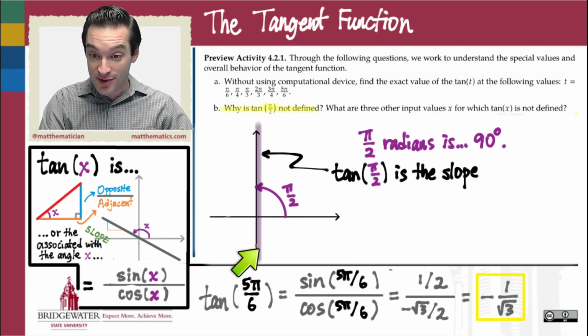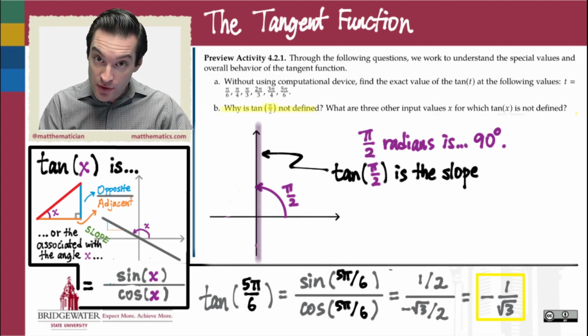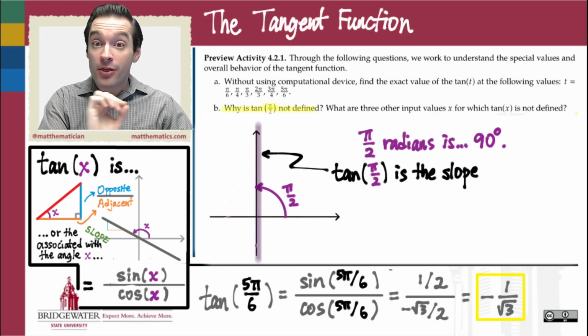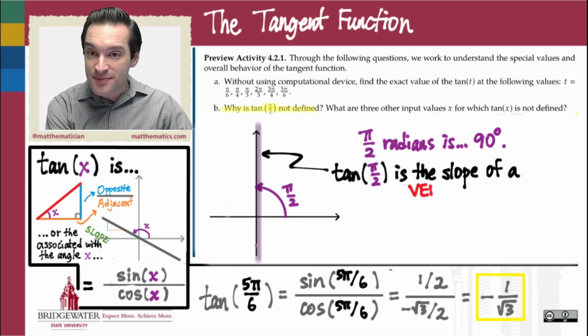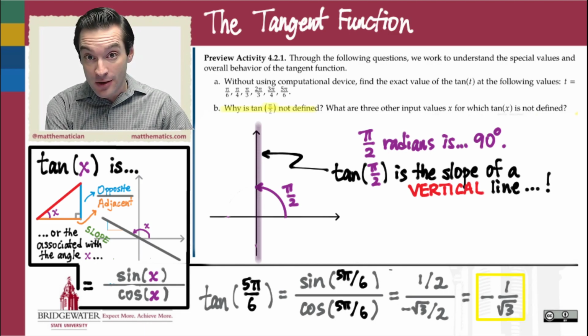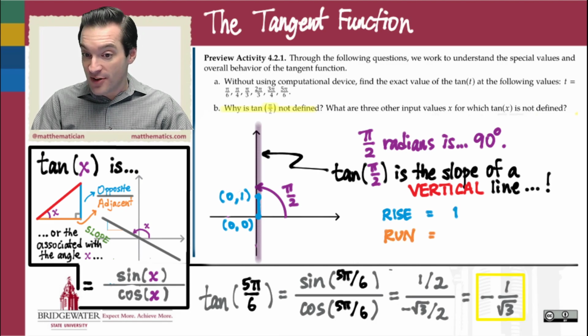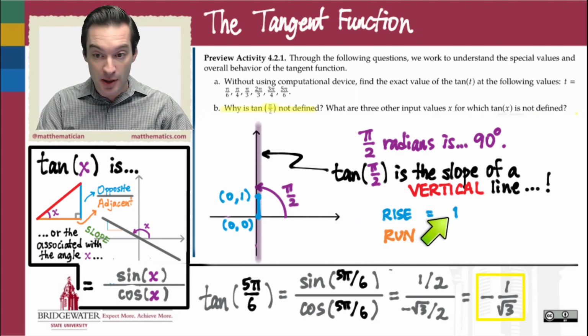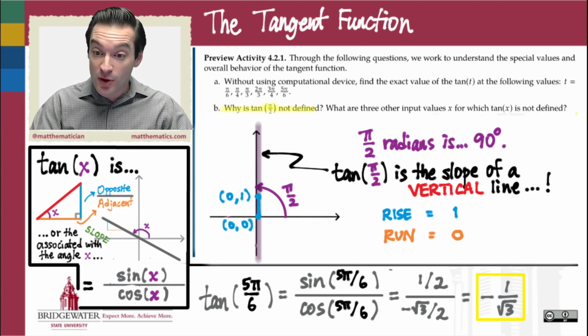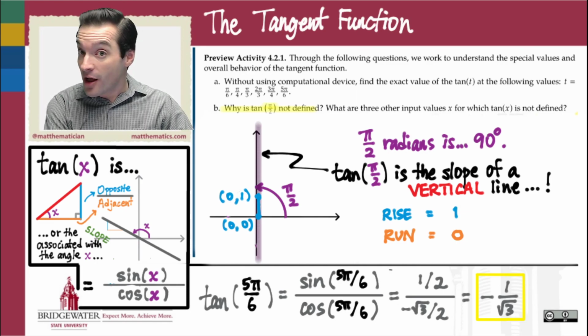It's the y-axis. And so the tangent of pi over 2 is the slope of the y-axis. But the y-axis is a vertical line. What's the slope of a vertical line? Well, if I pick 2 points on that line and I compute the rise, I'm going to get some non-zero number. But if I try to find the run, the difference in x-coordinates between any 2 points on a vertical line, that run is always equal to 0.